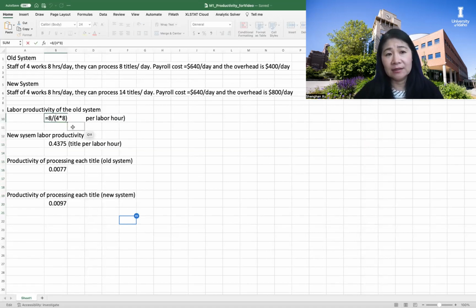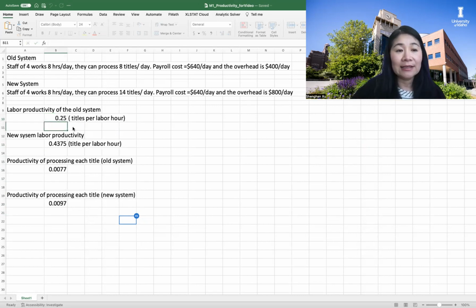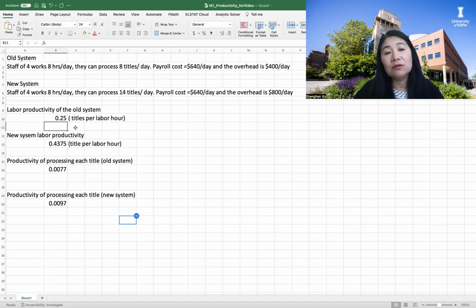Now, for labor productivity of the older system, how many products do we produce? We process 8 titles, right? That's our output. And our input is what? Four workers, they work 8 hours a day. So the labor productivity is essentially 8 divided by 4 multiplied by 8, right? And this gives us 0.25.